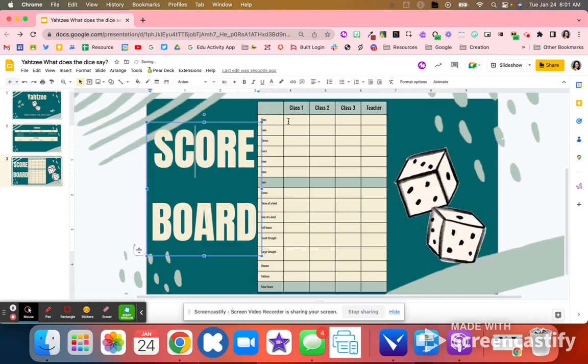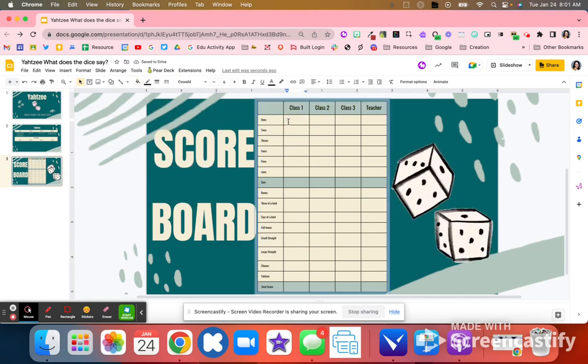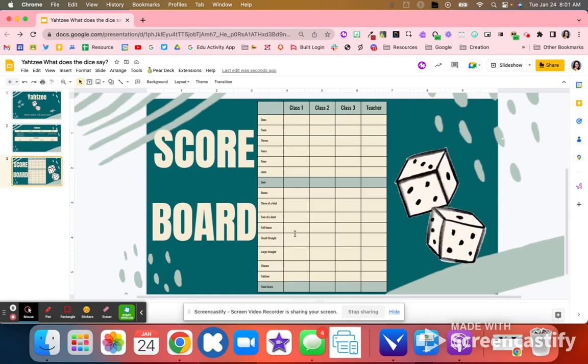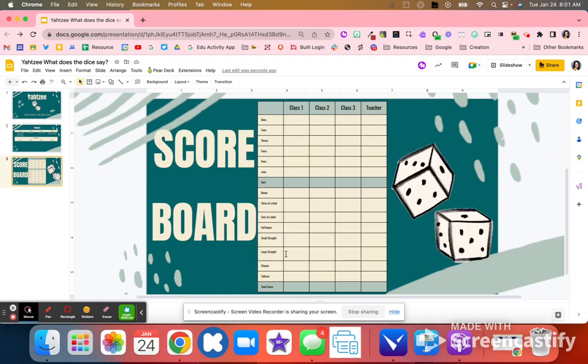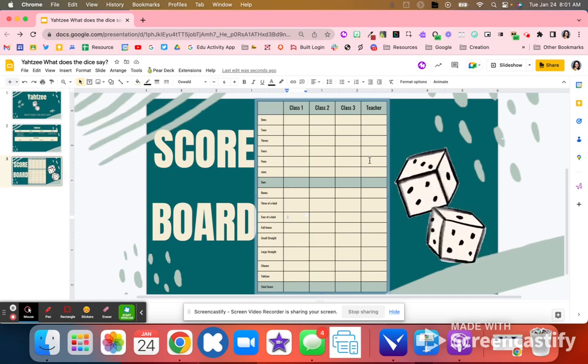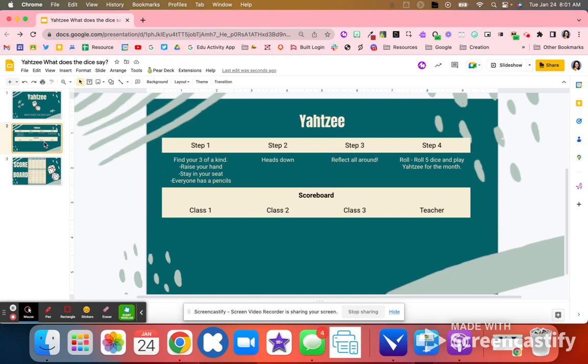What the students are going to do is, if they're on step 2, their heads are down, every single student agrees and you agree that they met that 3 of a kind, then the class would roll. They would roll all 5 dice. Let's say they get 4 of a kind, they put their score here, and then class 2 would go, then class 3. Now let's say that, for example, on step 2, nobody raised their hand and you won. So you as the teacher won.